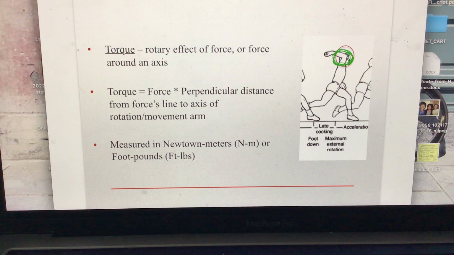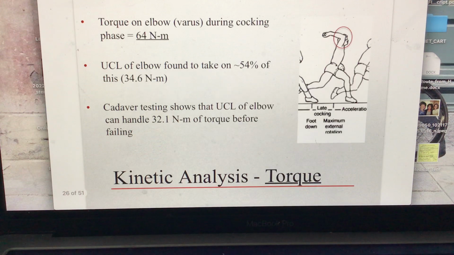Technically, torque is equal to the force multiplied by the perpendicular distance from the force line to the axis of rotation, or moment arm. You don't need to know that. I may give you some examples, but you don't need to know that. You do need to know the definition of torque. You do need to know the units, Newton meters or foot-pounds of torque. We're going to talk much more about this.